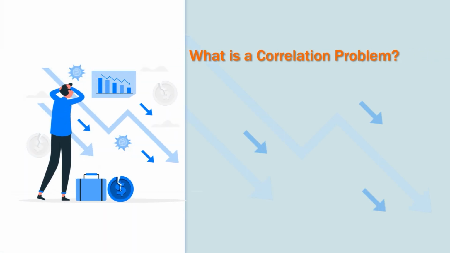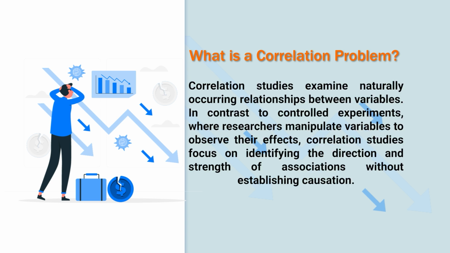So, we can say that correlation studies examine naturally occurring relationships between variables. In contrast to controlled experiments where researchers manipulate variables to observe their effects, correlation studies focus on identifying the direction and strength of association without establishing causation.